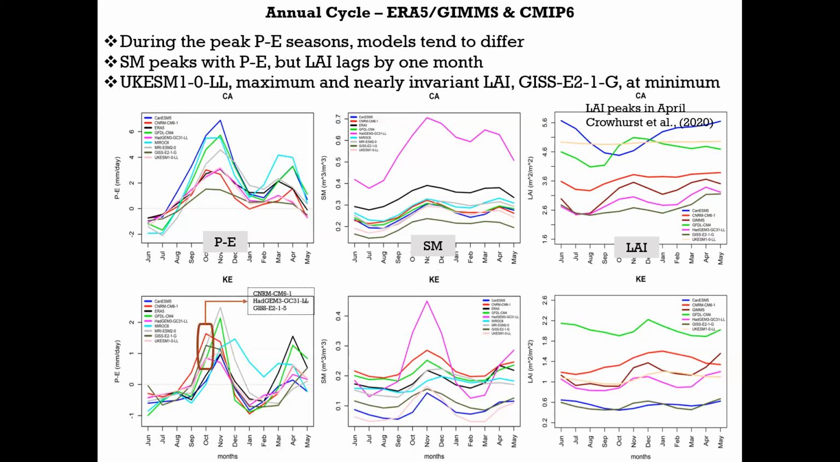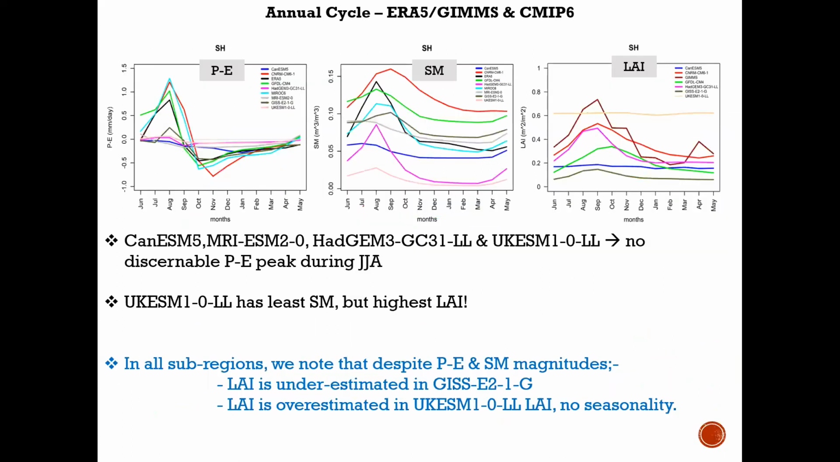Over East Africa, we note that some models give an early peak of the first of the short rains in October rather than November. But surprisingly, that is not transferred to either soil moisture or leaf area index, because for the first season, that is the short rains, all models show the peak in soil moisture in November, while leaf area index peaks with a 1 month lag for East Africa.